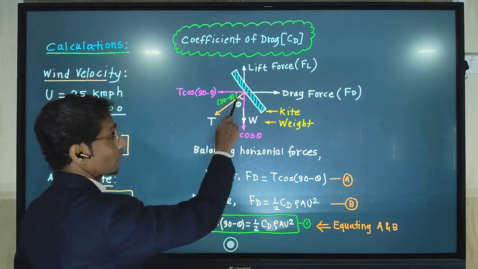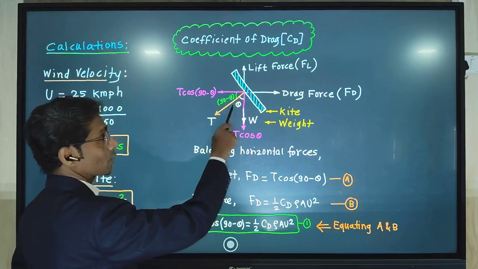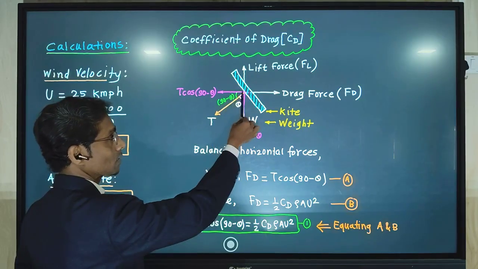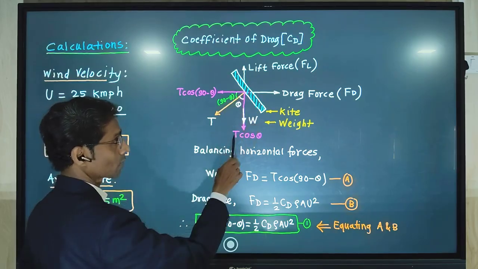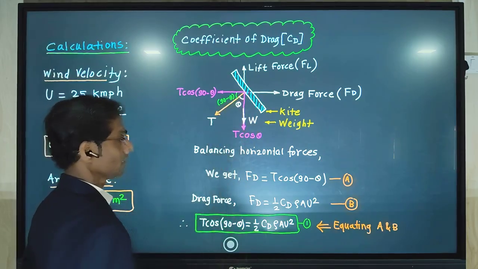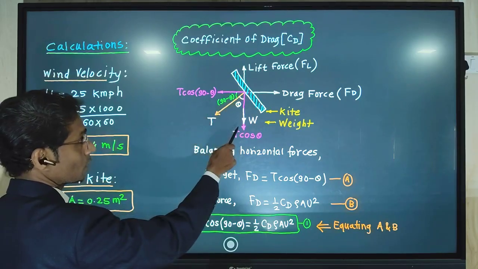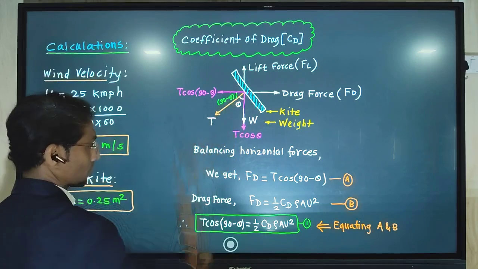Then for the vertical component, we take into consideration this angle. So adjacent angle is theta. That is why this resolved vertical component will be T cos theta. These are the components of string tension.